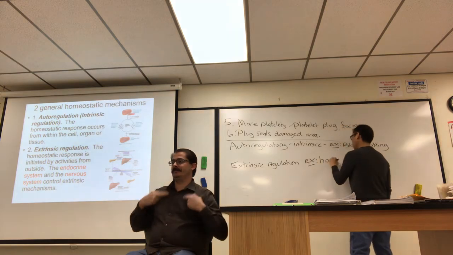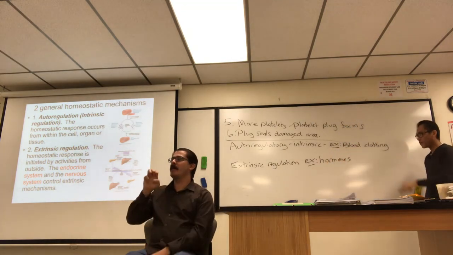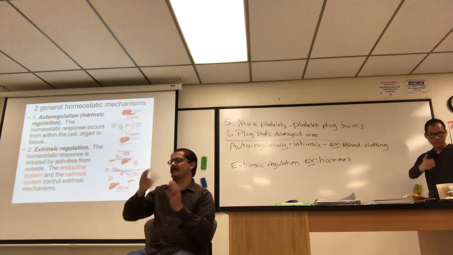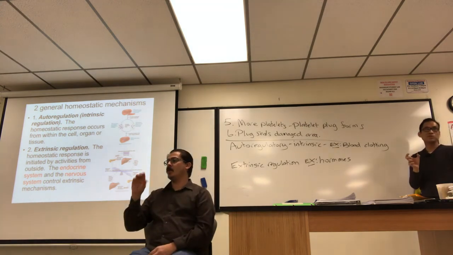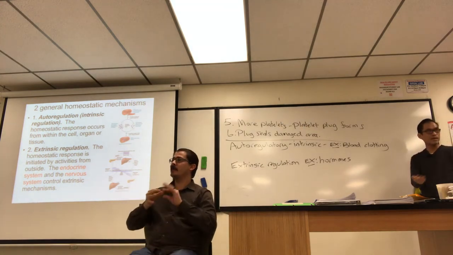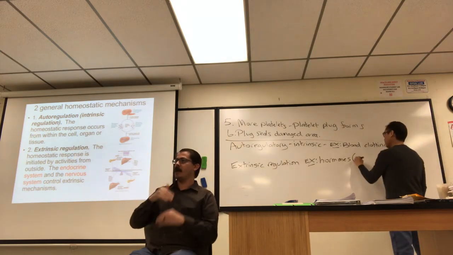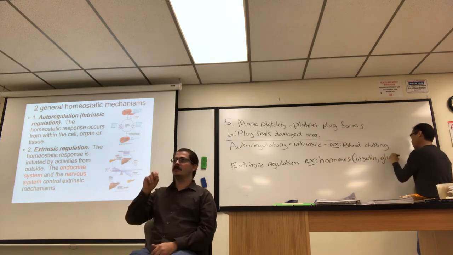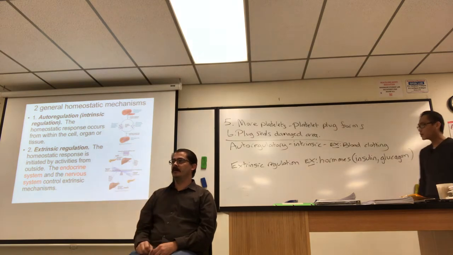hormones from the endocrine system. We can talk more about that in the next class. But the hormones we talked about this morning are insulin and glucagon. These are chemical messengers that were traveling in the bloodstream to correct something, blood glucose levels. Insulin, glucagon.